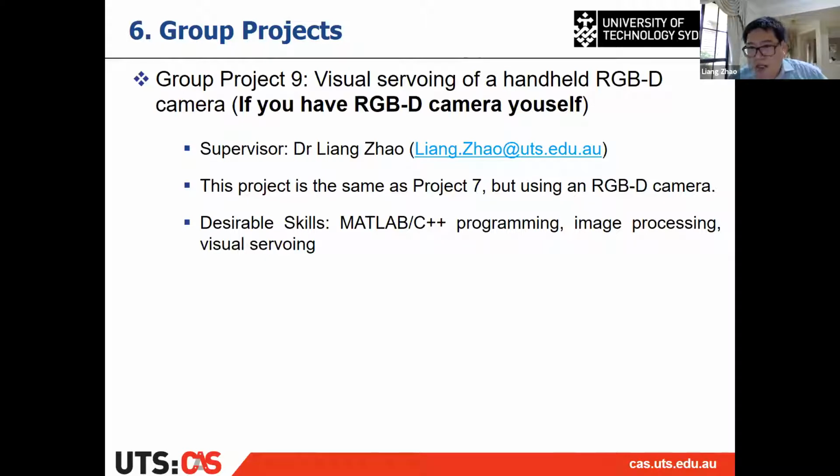All right. So the target is exactly the same. It's still video servoing of a handheld camera, but you are using a handheld RGB camera instead of a depth camera. So that's the difference between Project 8 and Project 9. And again, you are choosing this project only if you have an RGB camera yourself. Otherwise, don't choose that because we don't have RGB cameras available here.